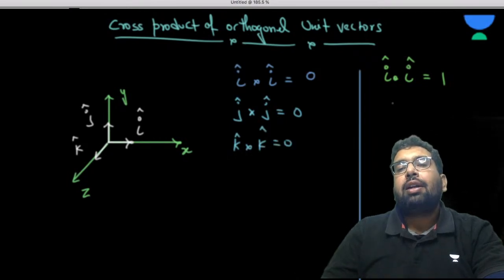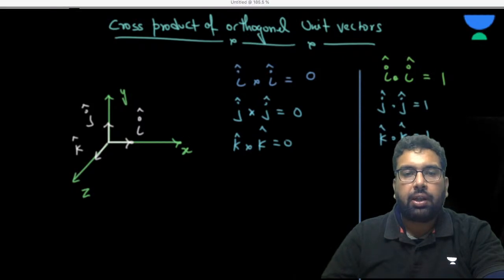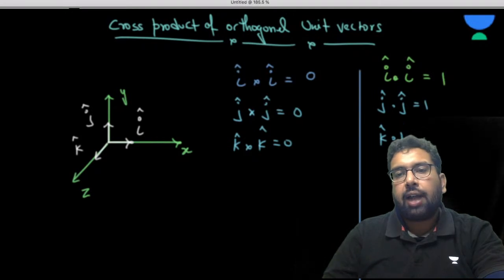And in the case of the dot product, what happened? j dot j is 1, k cap dot k cap is equal to 1. Right? We remember all this now. k cap dot k cap is equal to 1.